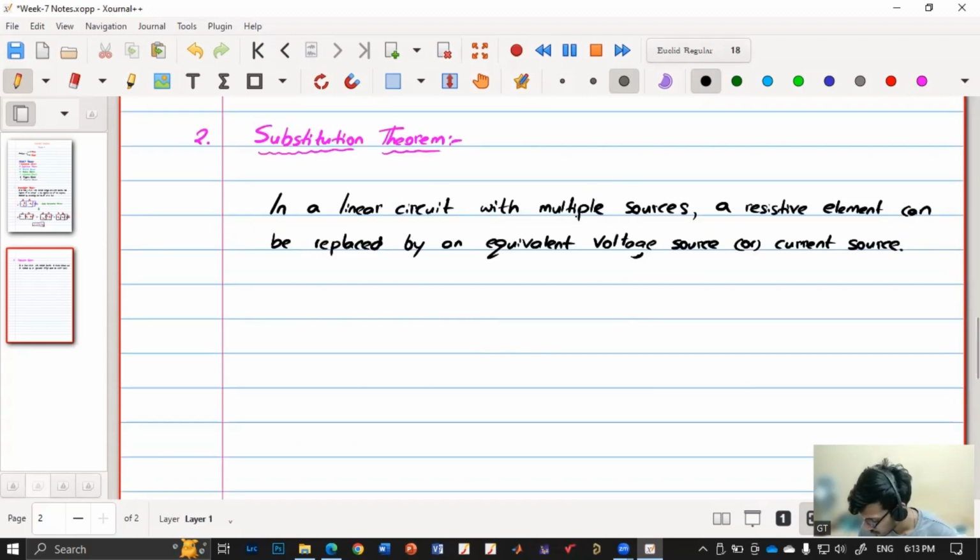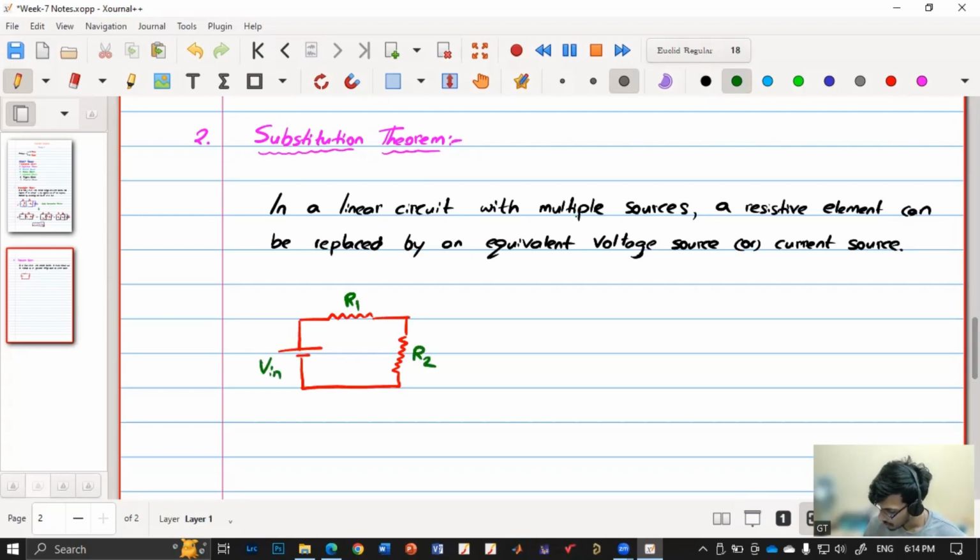So first we'll start with a simple circuit to understand how it is working. Then we'll move on to equivalent voltage or equivalent current source. First I'll start with two resistors so that we can better understand the concept. I have considered R1, R2, and say the input is Vin.